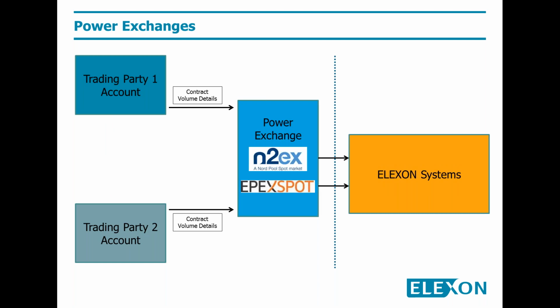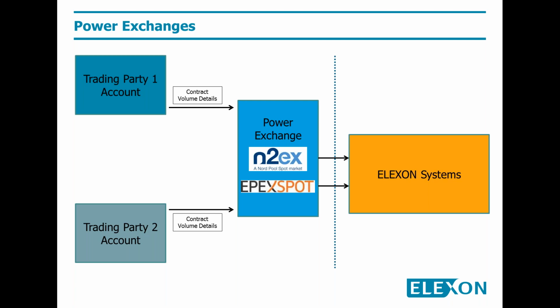So another way of trading is through a power exchange. Currently in the UK, we have two main power exchanges: the Nord Pool Spot Market and EPEX Spot. They both work in the same way. You'll have two trading parties, both of which will look to put information on the power exchange about what power they have to sell or buy.